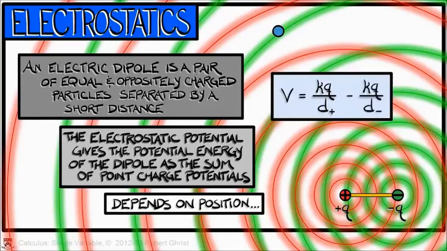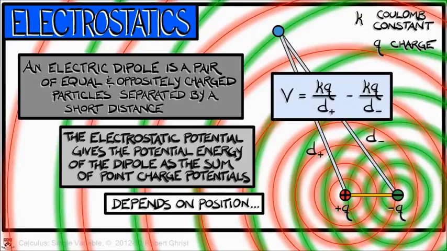V is equal to kq over d plus, minus kq over d minus. What does that mean? Well, k is a constant, the Coulomb constant. q is the amount of charge on each element of this dipole. And d plus and d minus are the distances, respectively, to the positive and the negative charge in the dipole. All right, that's the physics that we need.